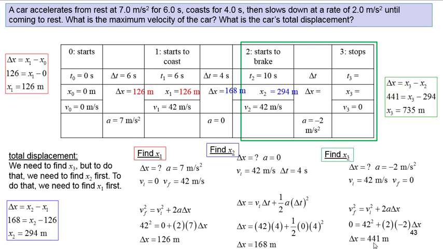If I want the actual position, I can say the displacement is equal to x3 minus x2, and I plug in for x2 and the displacement, and I finally find x3 is 735 meters. And that is the total displacement because we started at x equals 0, we end up at x equals 735. That means our total displacement is 735 meters.